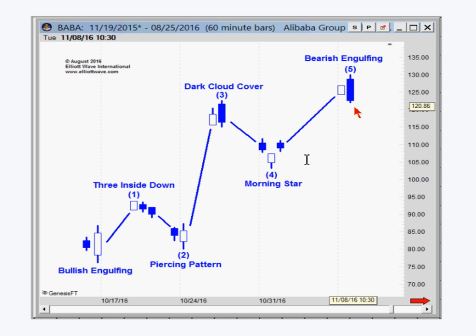So the way I utilize the structure, if you notice the numbers here, we have waves 1, 2, 3, 4, and 5. Now this is just a diagram, but I just want to show you some examples, again, of how we can combine both disciplines, the wave principle as well as Japanese candlestick analysis, quite successfully. And again, I think both disciplines complement one another.